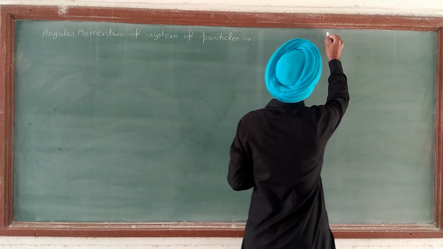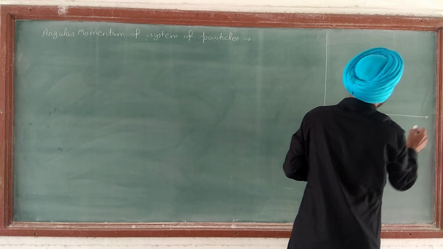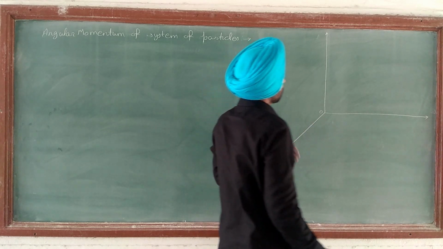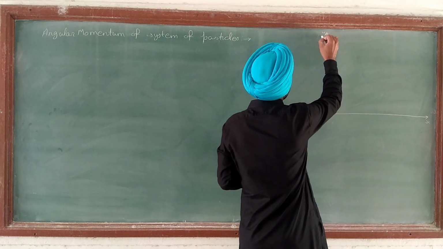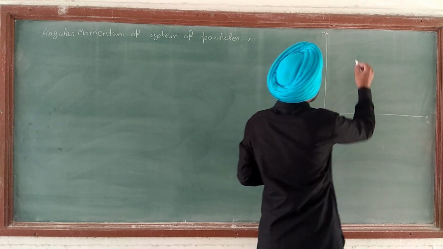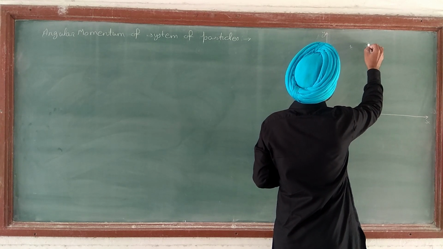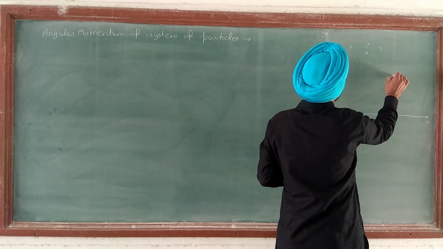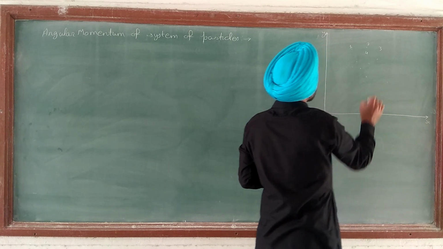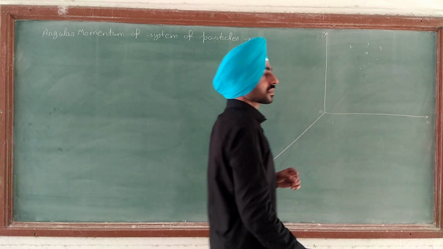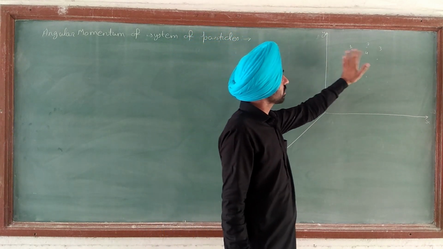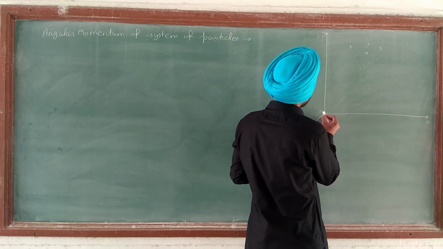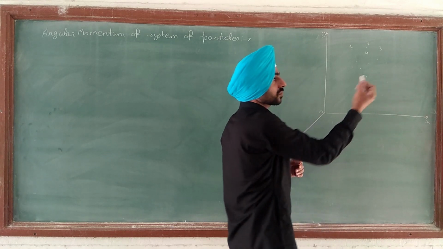So as we consider a frame of reference, this x, y, z, and there is a system of n particles, namely particle 1, 2, 3 and so on. Let us suppose there are n particles, and the first particle has mass m1, second has m2, third has m3 and so on up to mn, and their position vectors relative to origin are r1, r2, r3 and so on up to rn respectively.